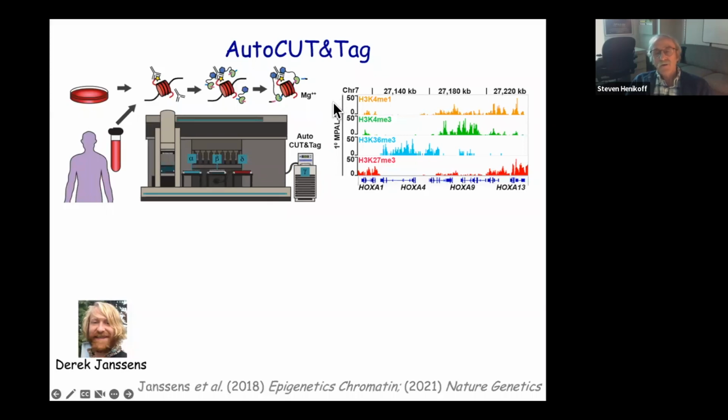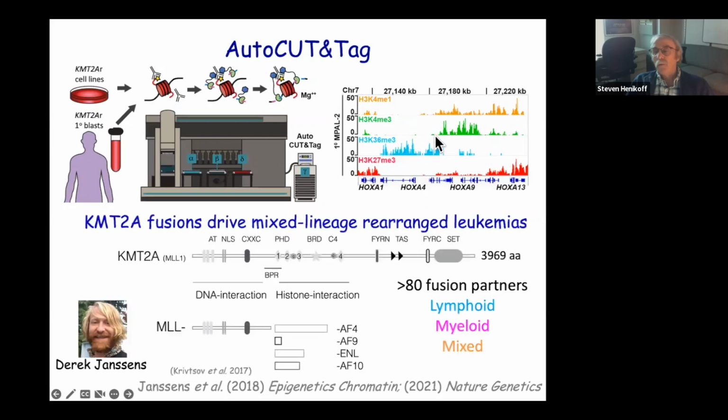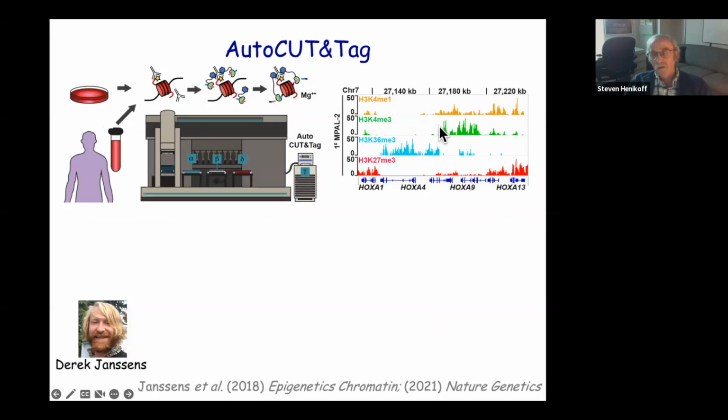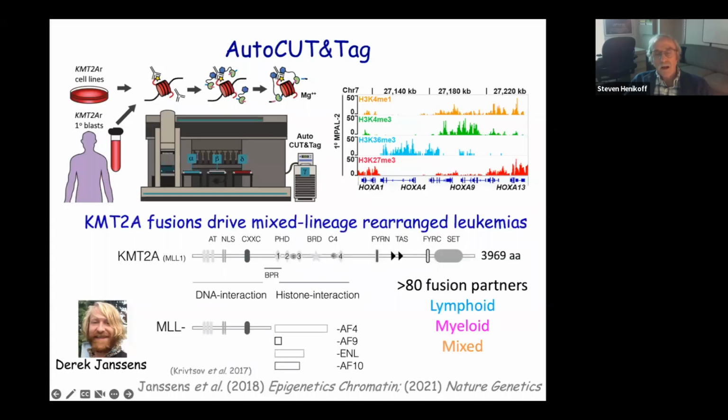Now, this just shows an example of a particular patient sample. I'll say more about it later, but what you're looking at here is we can use different histone marks in order to get different readouts from each of these histone modifications. And Derek has applied this to mixed lineage rearranged leukemias.